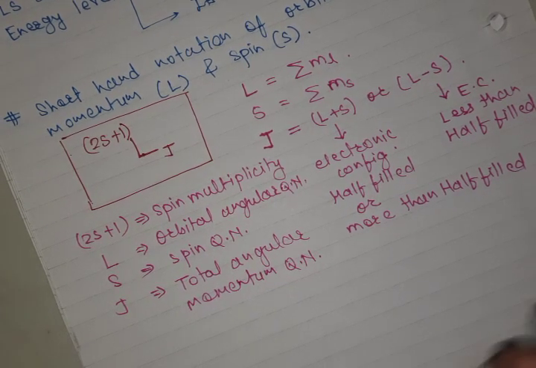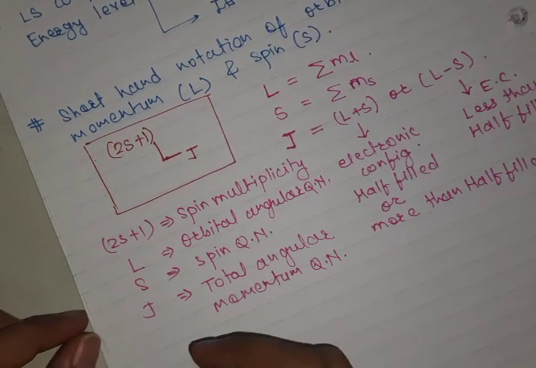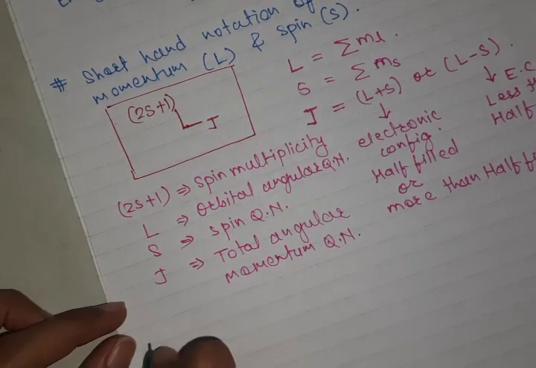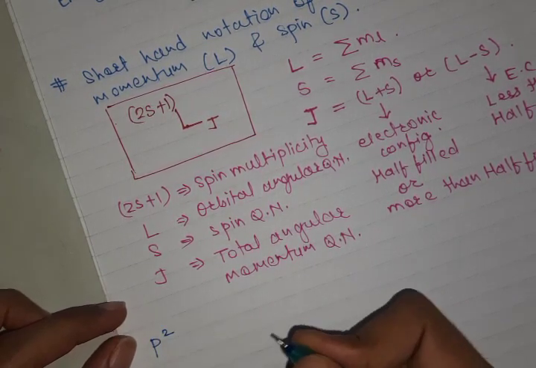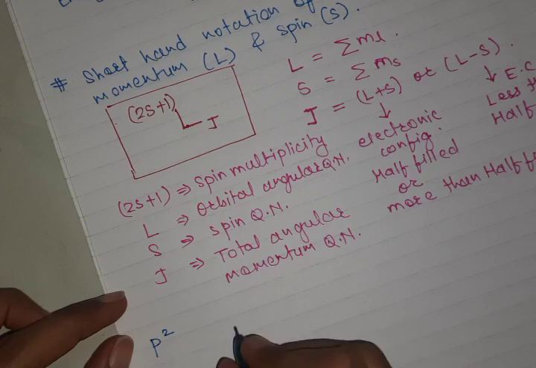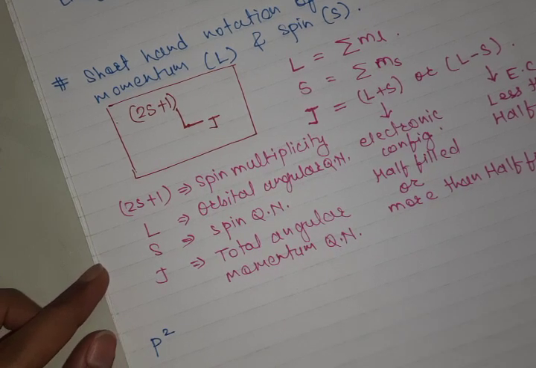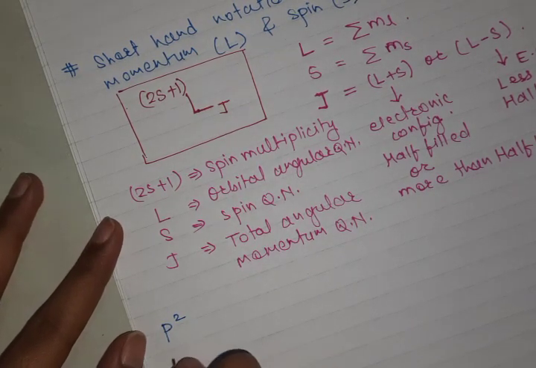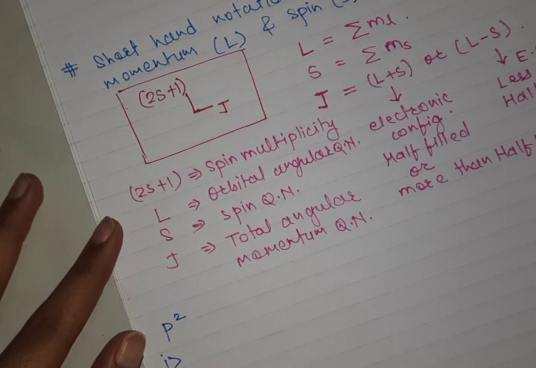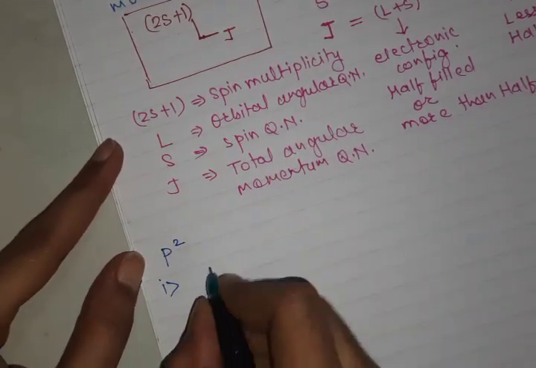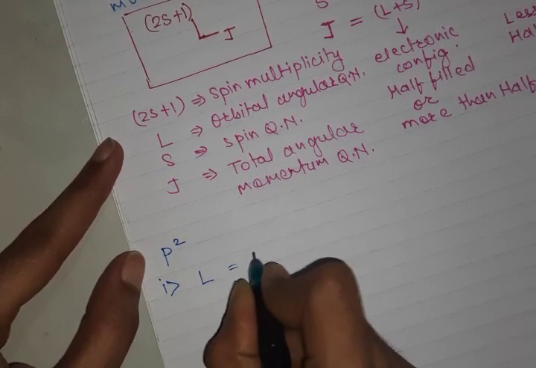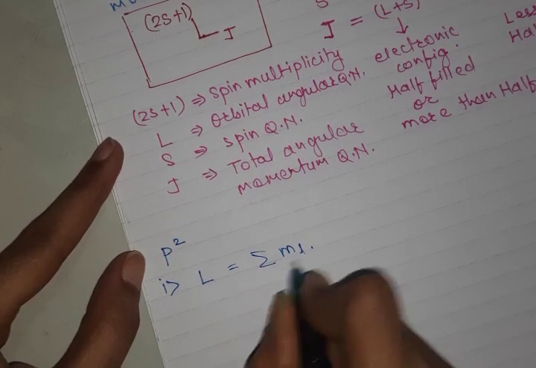The first example is for the p2 configuration. Let's take the p2 electronic configuration. We know that the p subshell has 3 orbitals in it. To calculate the L value, this is step number 1. Just write here L is equal to the summation of ml.